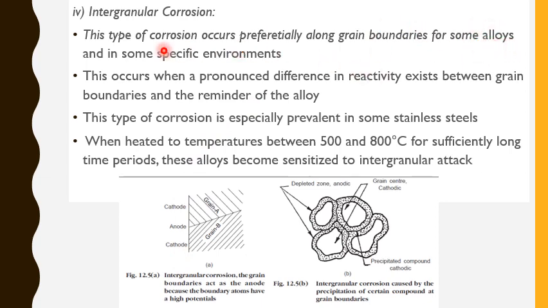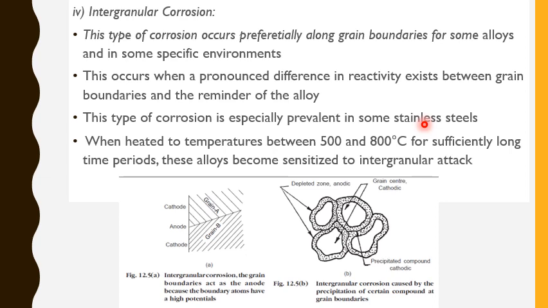It takes place in some alloys and some specific environments. This occurs when a pronounced difference in reactivity exists between the grain boundary and the remainder of the alloy. This grain boundary has different reactivity as compared to the remainder of the alloy due to difference in composition. This type of corrosion is especially prevalent in some stainless steels.